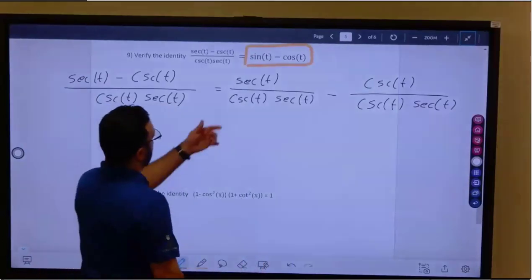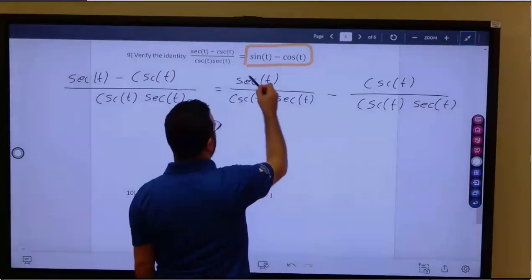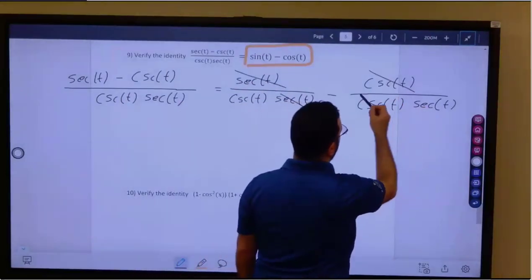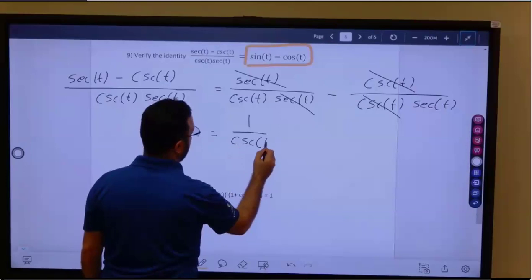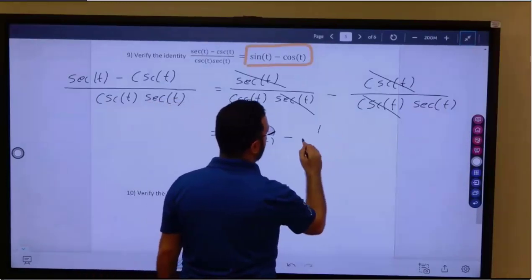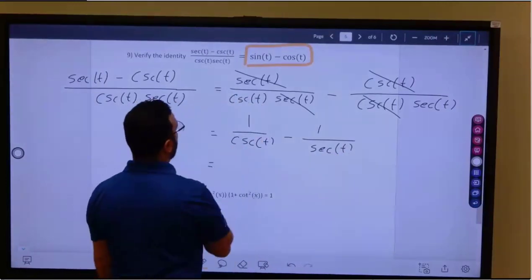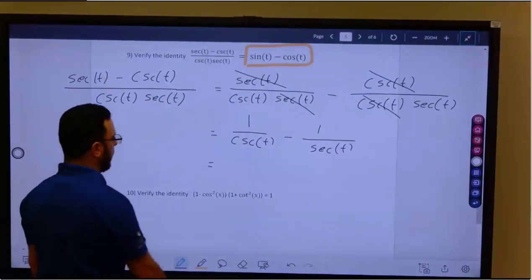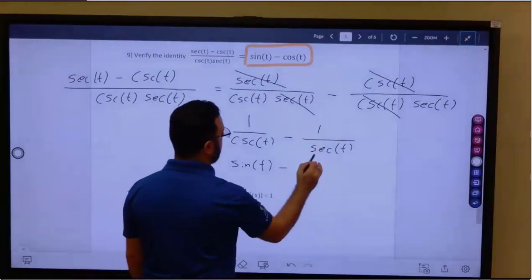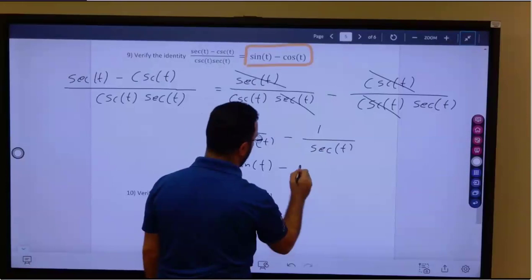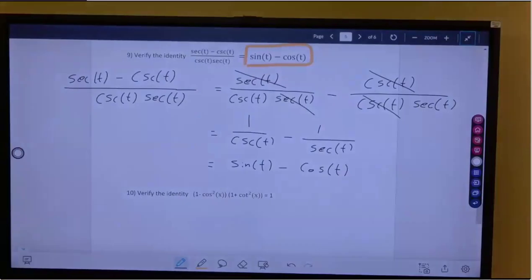Now it's easier because there's one term and a multiplication of two terms. I can cancel this one with this one, and this one with this one. What's left is 1 over cosecant t minus 1 over secant t. 1 over cosecant t is the reciprocal of sine, so it's going to be sine t. Minus 1 over secant t, which is the reciprocal of cosine, so it's going to be minus cosine t. That's it for this problem. We get the right side.